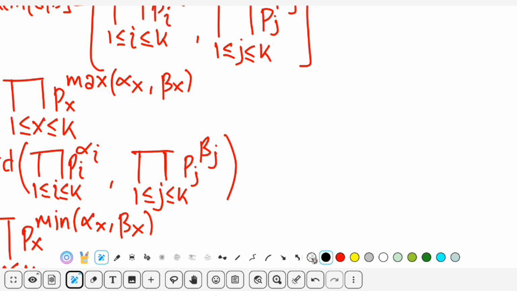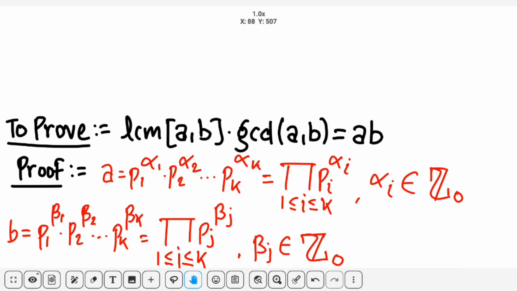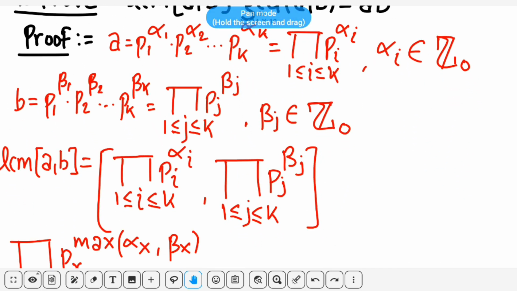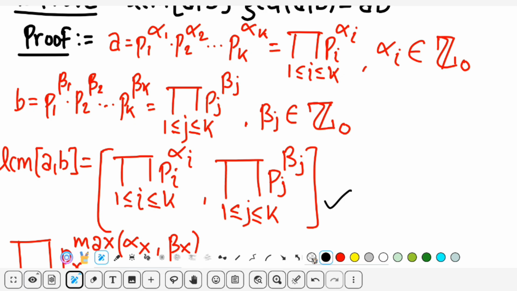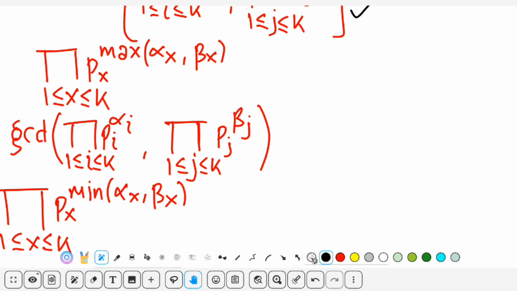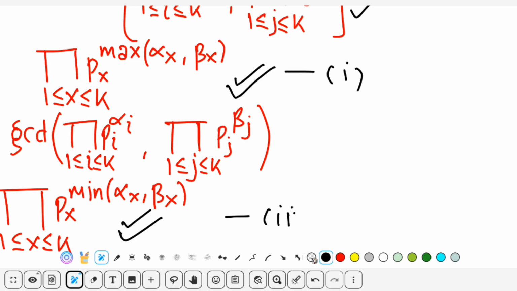Now what we want to prove is that the LCM of two numbers a and b times the GCD of two numbers a and b equals a times b. Here we know the LCM of two numbers and we also know the GCD of two numbers. This is the first product, this is the second product, and we want to multiply these two.